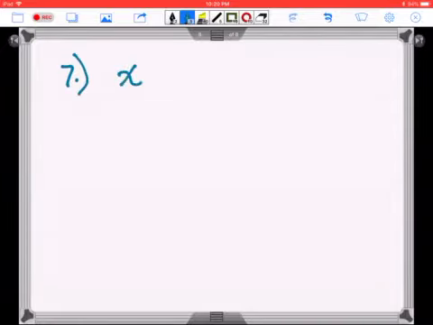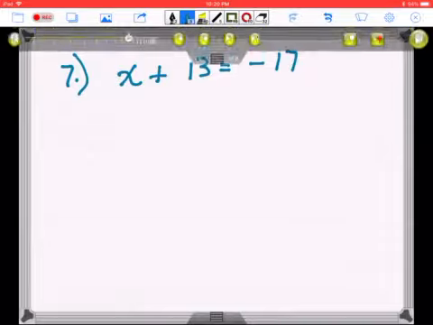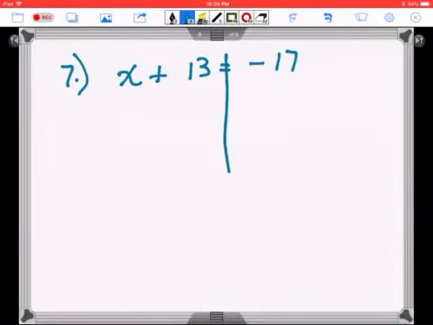So we've got x plus 13 equals negative 17. Again, go ahead and pause this, try it on your own, and check back in a minute.